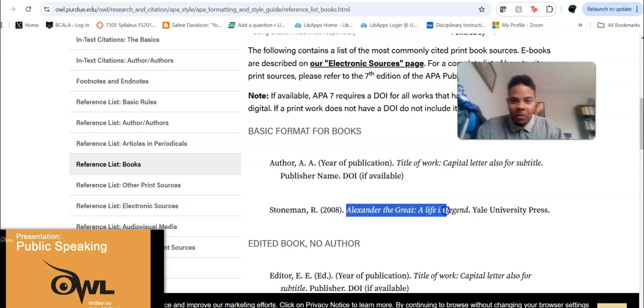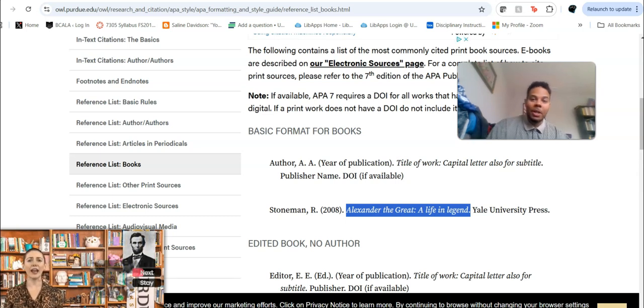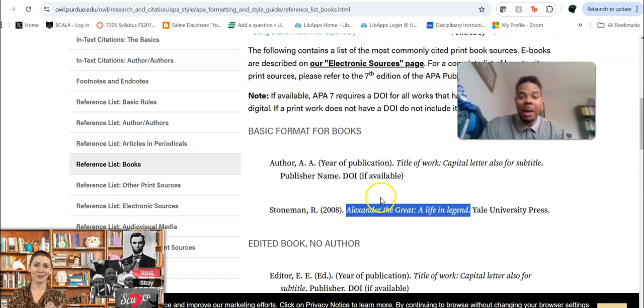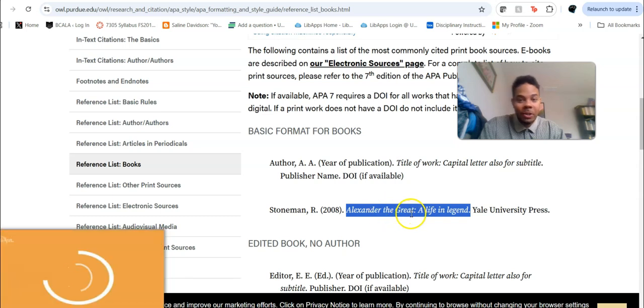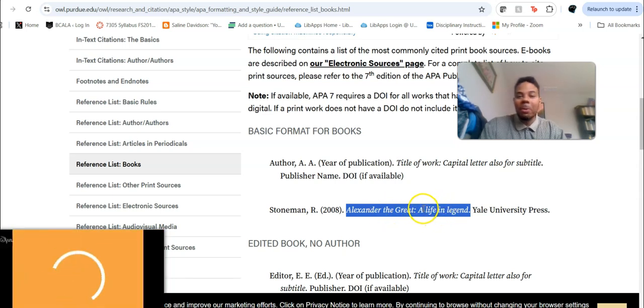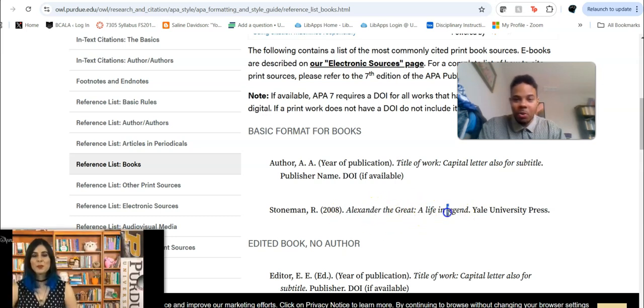This is the title of a book, Alexander the Great, A Life and Legend. Now, when you are doing this normally, quote unquote normally, in normal English, you would capitalize all of the major words in the titles. You would capitalize great, you would capitalize life, you would capitalize legend. You wouldn't capitalize the or in, but life and legend would be capitalized. As you can see here, however, life and legend are lowercase.